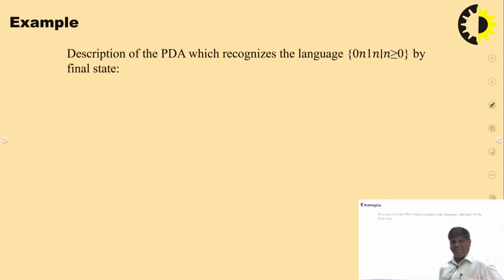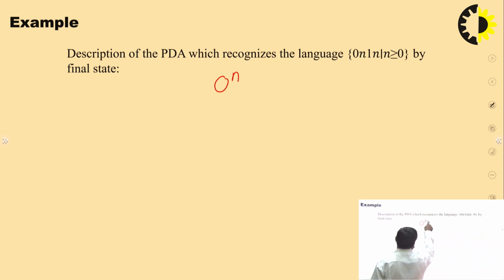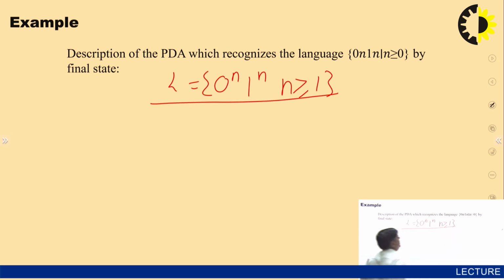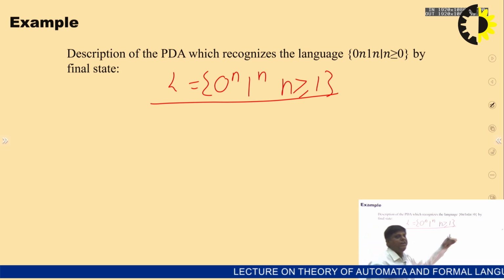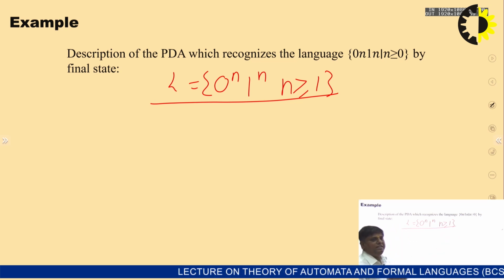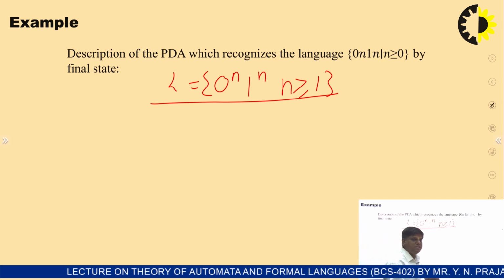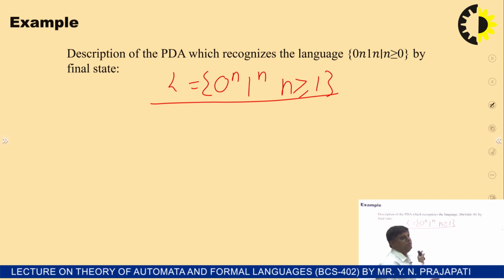For better understanding, we take a very famous example, that is 0 to the power n, 1 to the power n, where n is greater than or equal to 1. That is the language, and we are going to design the automata for it. Then what is the approach? The approach is that first we identify our problem and then we design the algorithm, where either push operation or pop operation is performed using the PDA.